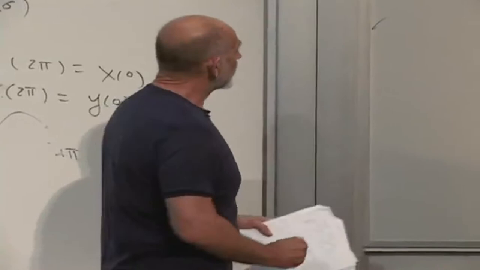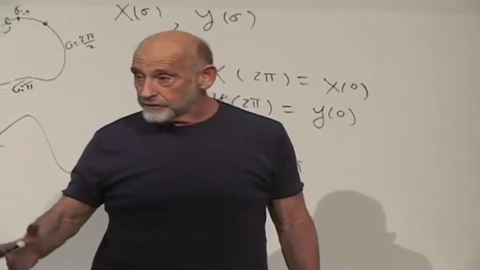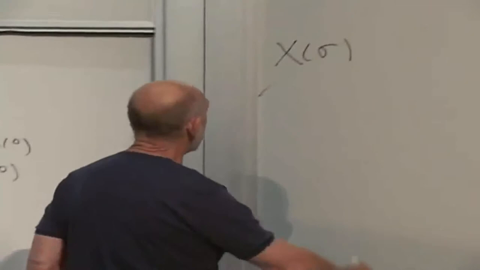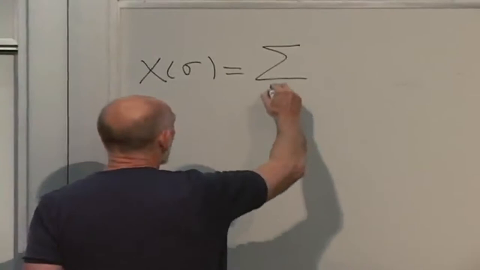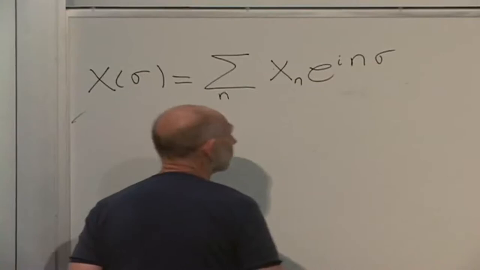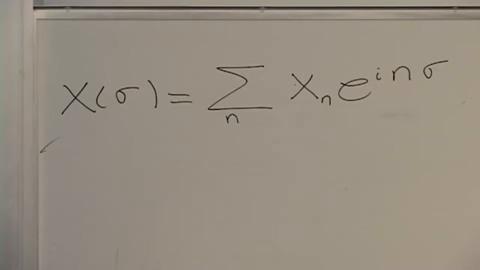Let's take x of sigma. What we're going to do is exactly what we did with the open string. We're going to Fourier transform x of sigma. But now the rule is neither Neumann nor Dirichlet, just that it comes back to itself after going around by 2 pi. The general form for the expansion of a function which is periodic with a period 2 pi is that it's a sum over all integers of coefficients, let's call them x_n, times e to the i n sigma. N can be positive or negative. If n is positive, think of it as a right-moving wave. If n is negative, think of it as a left-moving wave.